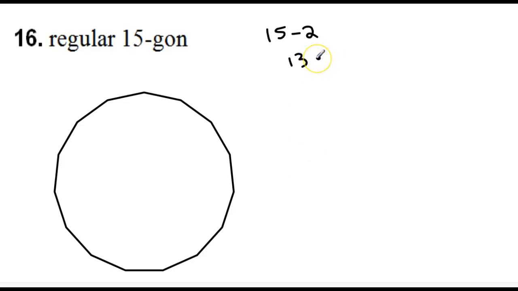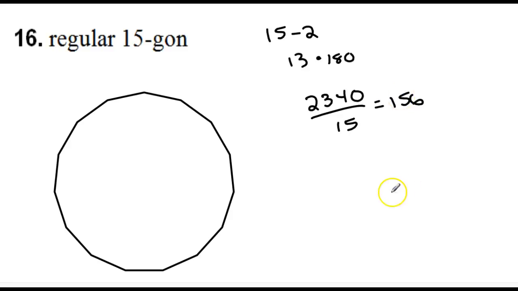And each triangle has 180 degrees in it. So 13 times 180 gives me my sum. That's 2,340. That's what all the angles add up to. Well, I've got 15 of those angles, and each one gets an equal slice of that 2,340. So divide by 15, and you get 156 degrees. That is the measure of an interior angle there.